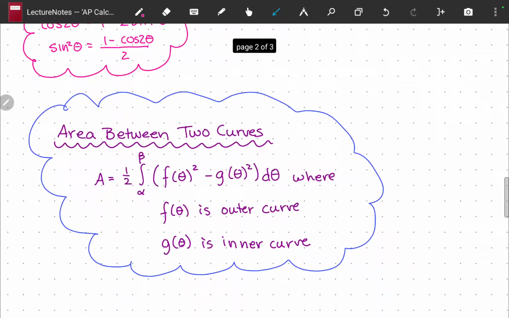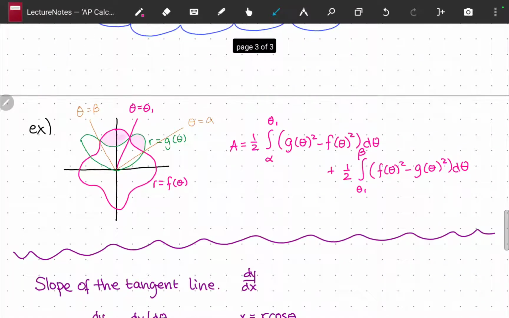But then just a reminder, if you're going to do area between two curves, just like between two curves with rectangular, we're going to subtract, but we no longer have a top minus bottom curve or a right minus left. You always want to think outer curve minus the inner curve. Outer curve, inner curve. So for example, if I had this, and I just made up some blobs. Here's one blob. The pink curve is r equals f of theta. The green curve is r equals g of theta.